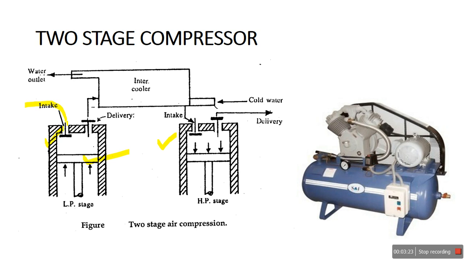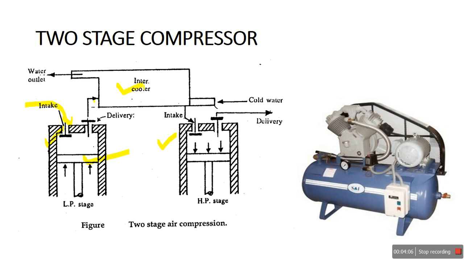Suppose during the suction stroke the air inside the cylinder is at atmospheric temperature, say 32 or 28 degrees Celsius. During compression its pressure and temperature increase, and that high pressure, high temperature air is passed to the next cylinder, which we call the high pressure cylinder. Suppose 14 bar is our final pressure, achieved in two stages. Suppose in the first stage we achieve around 5 bar, and the remaining pressure is gradually increased in the high pressure cylinder. That 5 bar air at around 40 to 45 degrees Celsius goes to the intercooler.